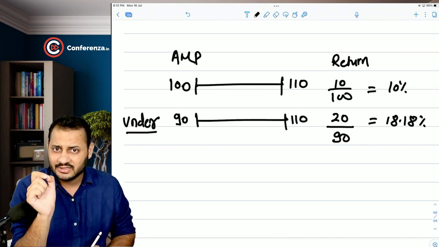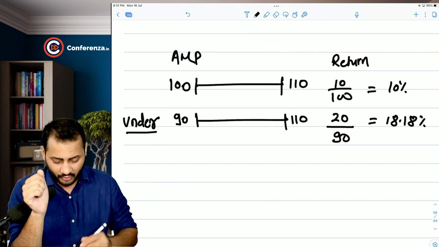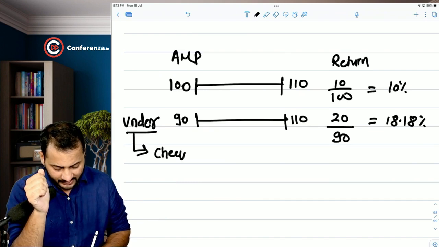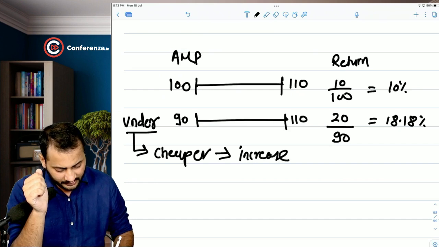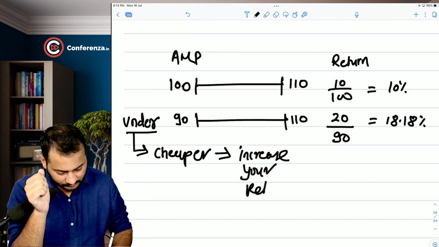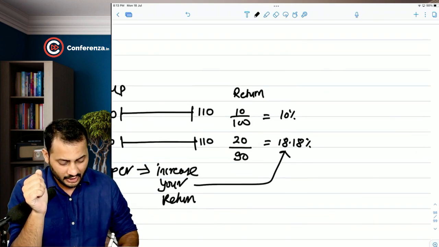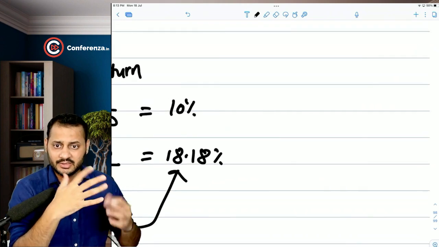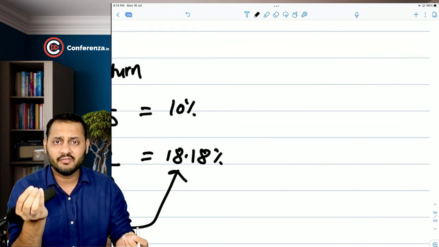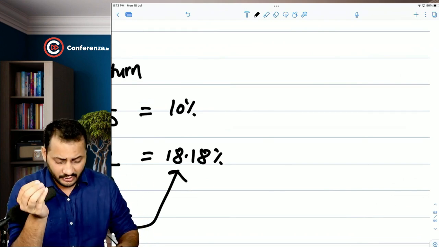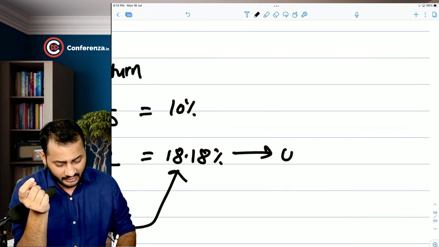So have you realized one thing? When the share is undervalued, the return is higher. Because when the share is undervalued, you buy the share at a cheaper price and you increase your return. That's why the return will be higher. Now I am asking you another question. Looking at the returns, tell me which share is undervalued. You should always remember that the return with a higher percentage will be undervalued.